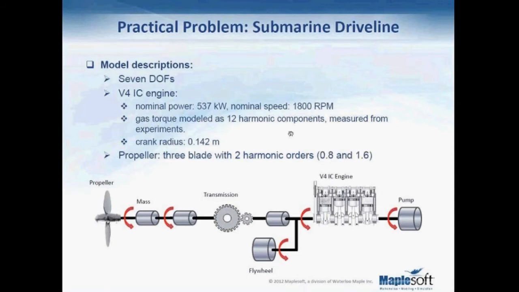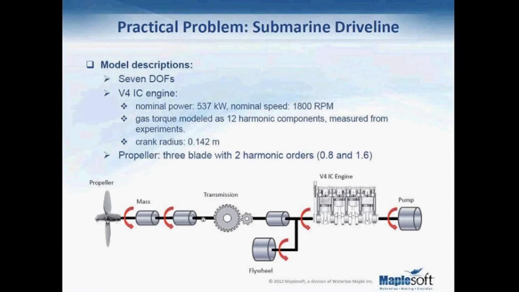The driveline also has a propeller which produces a thrust to push the ship forward. These are the two most important sources of vibrations. I'm going to get into details about these components very soon. The shaft is represented by mass components that are connected in series, and the shaft sections have different properties. For example, they have different masses, inertias, and different spring stiffness and damping coefficients as well.